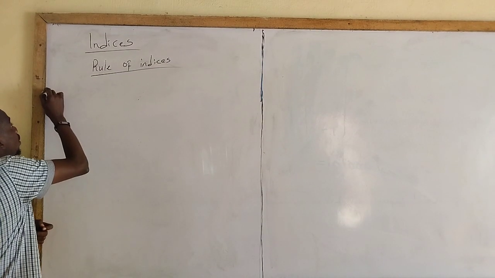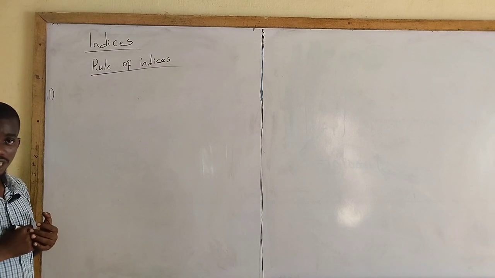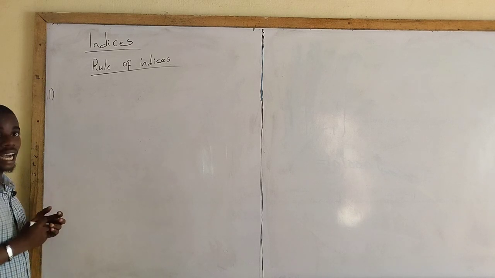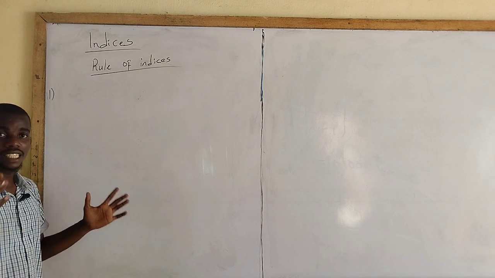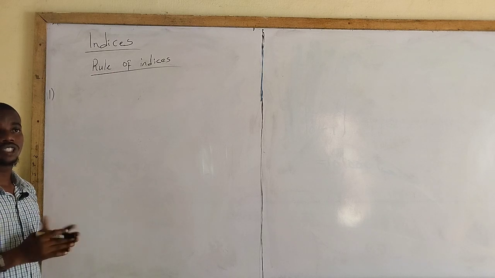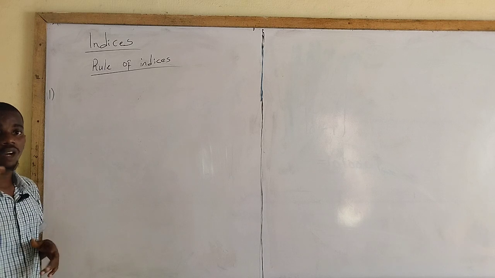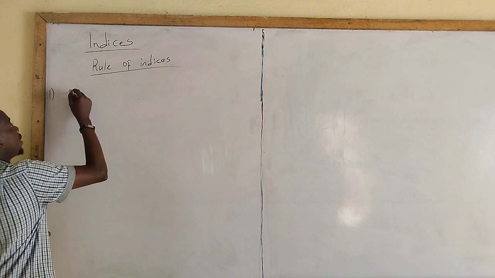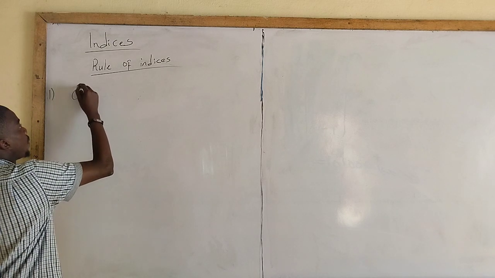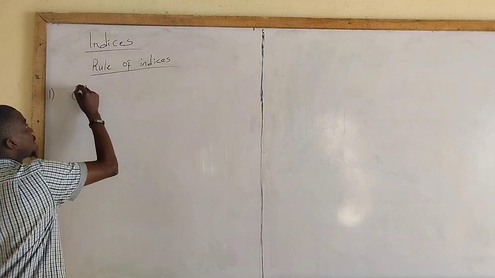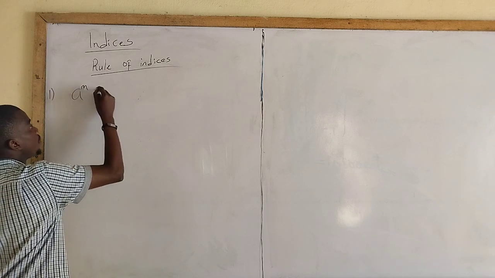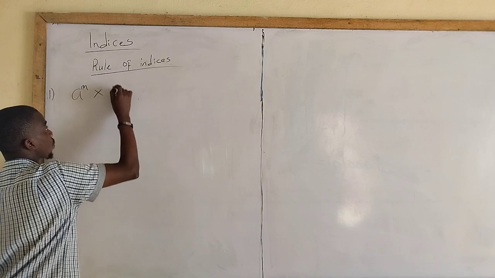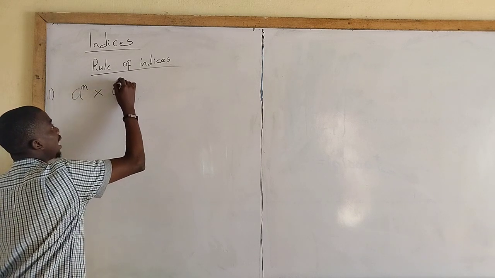The first law we are going to consider is the multiplication law. This law says that if you have two identical bases multiplied together, what you simply do is take the bases to a common base and add their powers. This is what I mean. If we have a number a with a power m, being multiplied by a with the power n.